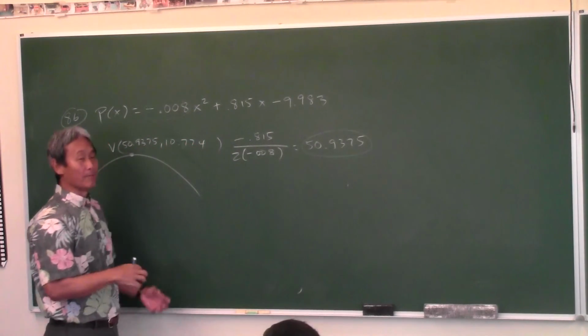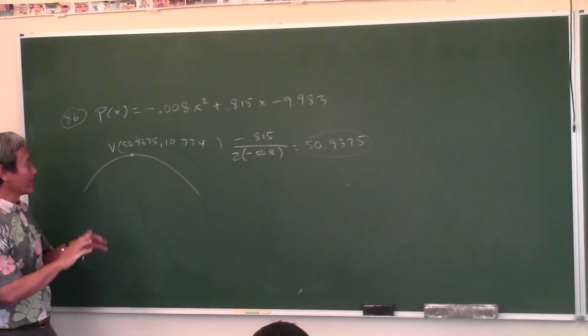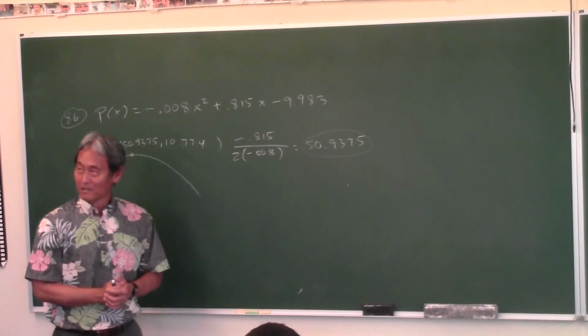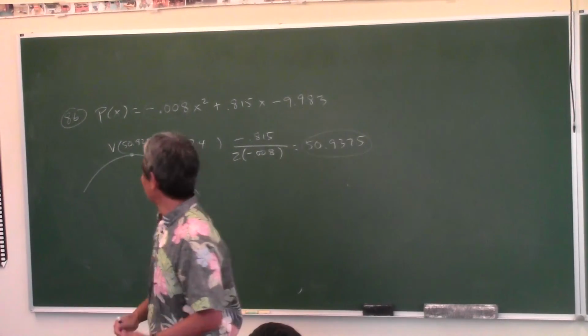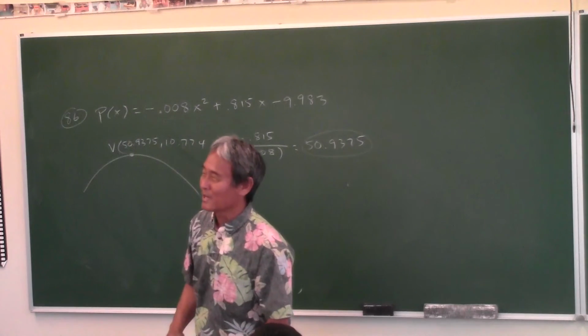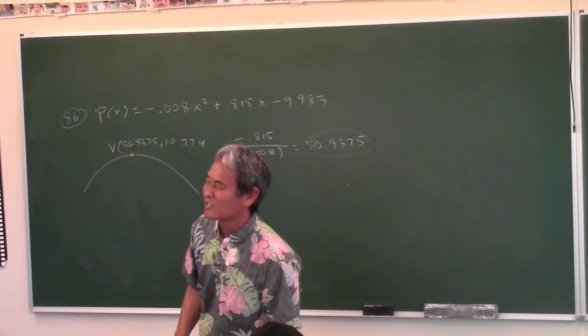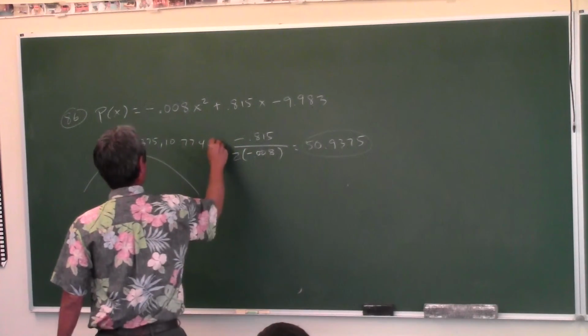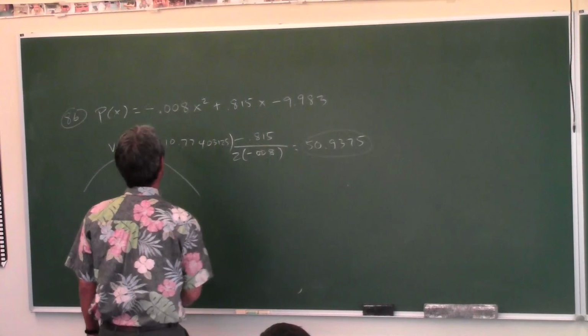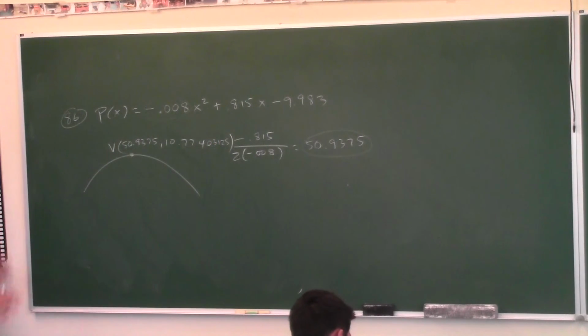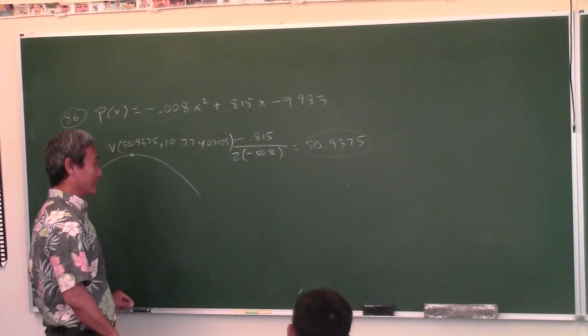10.774. Now, usually in mathematics, in pre-calculus and calculus, everything is rounded to 3 places. But I'm just going to use them all. What comes after the 4? Somebody read that to me. 03125. There you go. Okay, here's the vertex. So we did exactly the same thing as we did before, except it's just more tedious to find the vertex, right? You have to use your calculator.